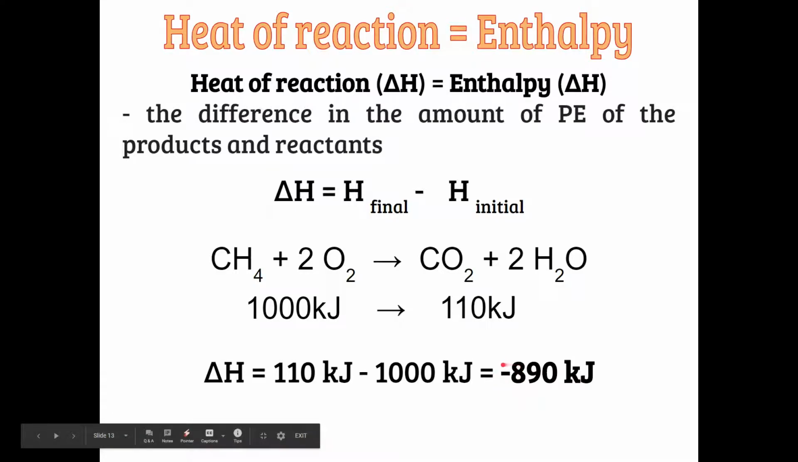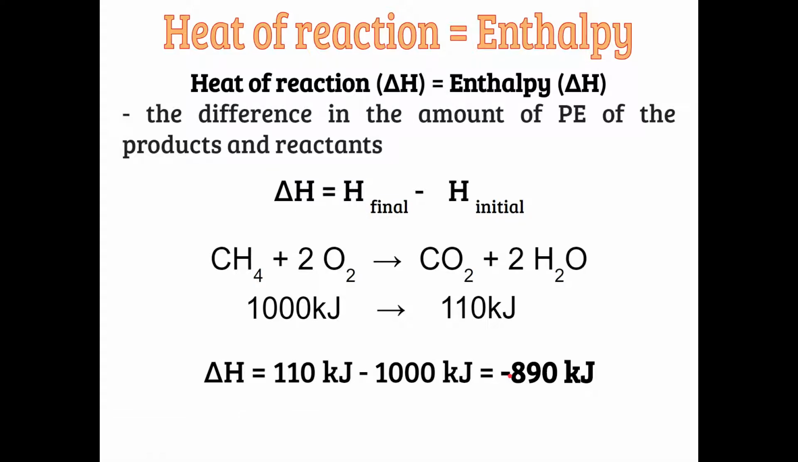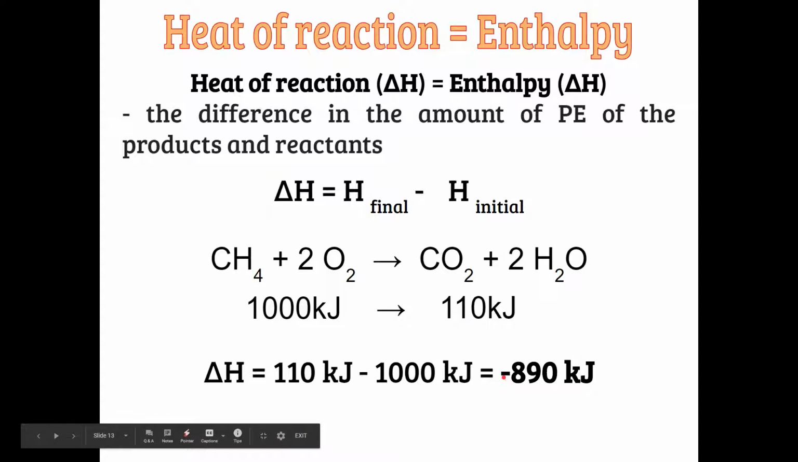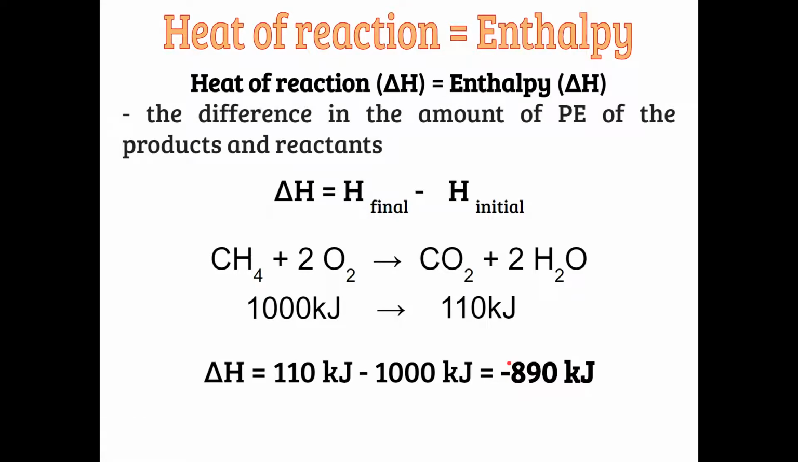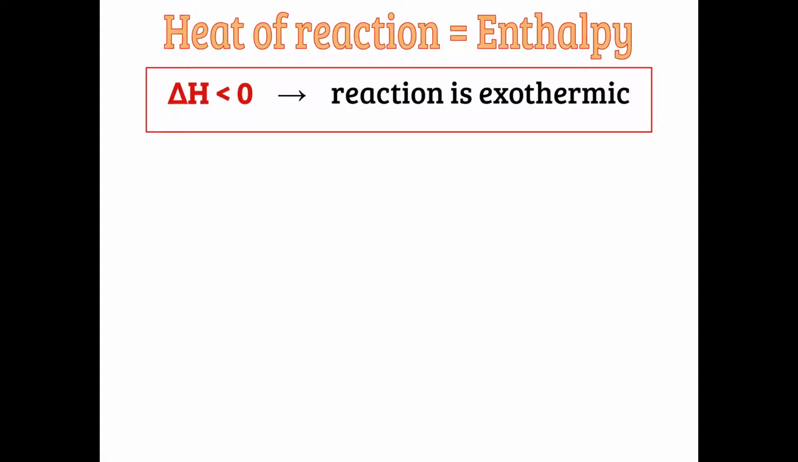This negative sign is very important. It actually shows me that the products had less energy than the reactants. The negative sign for heat of reaction identifies every reaction that is exothermic, that had energy coming out of it. Whenever I see heat of the reaction being negative, I immediately know that this particular reaction was releasing heat. It was an exothermic reaction. So whenever enthalpy is below zero, the reaction is exothermic.